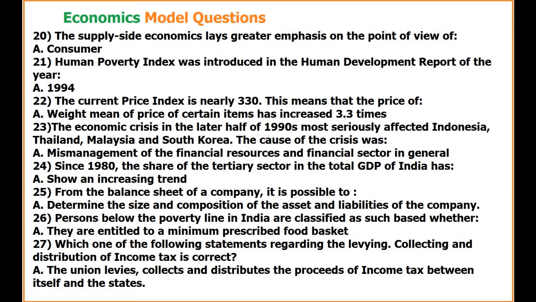The 26th: persons below the poverty line in India are classified as such based on whether they are entitled to a minimum prescribed food basket. 27: which one of the following statements regarding the levying, collecting and distribution of income tax is correct? The union levies, collects and distributes the proceeds of income tax between itself and the states.